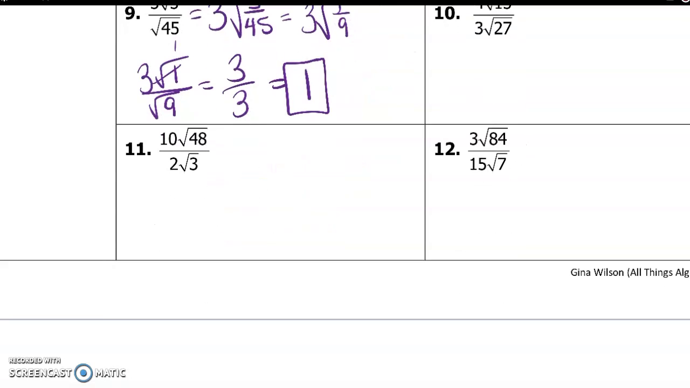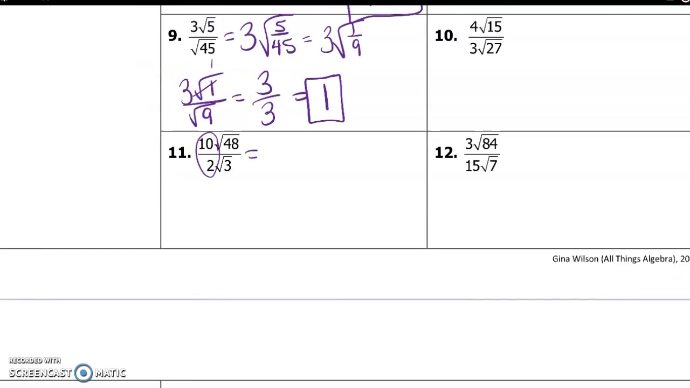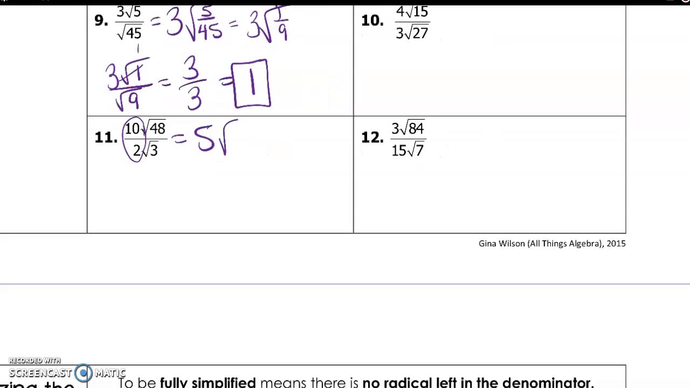Number 11, you can actually divide 10 divided by 2. So if there are numbers out in front, both top and bottom, you do want to divide, or you have to simplify if they don't divide evenly. This one does, so we have 5, and then we need to do the square root of 48 over 3.